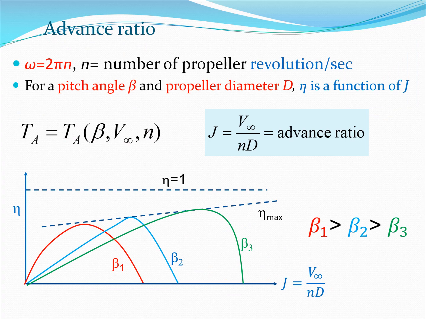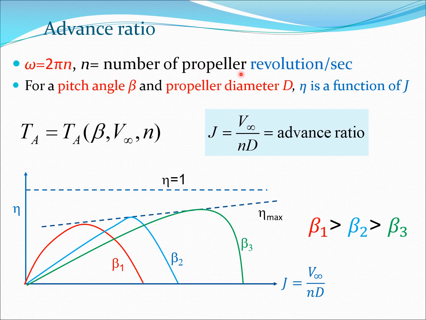So now let's look at an important concept in propellers, and that is the advance ratio. Before we define the advance ratio, let us define something we call n, which is the number of propeller revolutions per second. You can obtain this straight away if you have omega. Remember, that's the rotational speed of the propeller. So if we write it as 2 pi n, then this gives us the number of propeller revolutions per second.